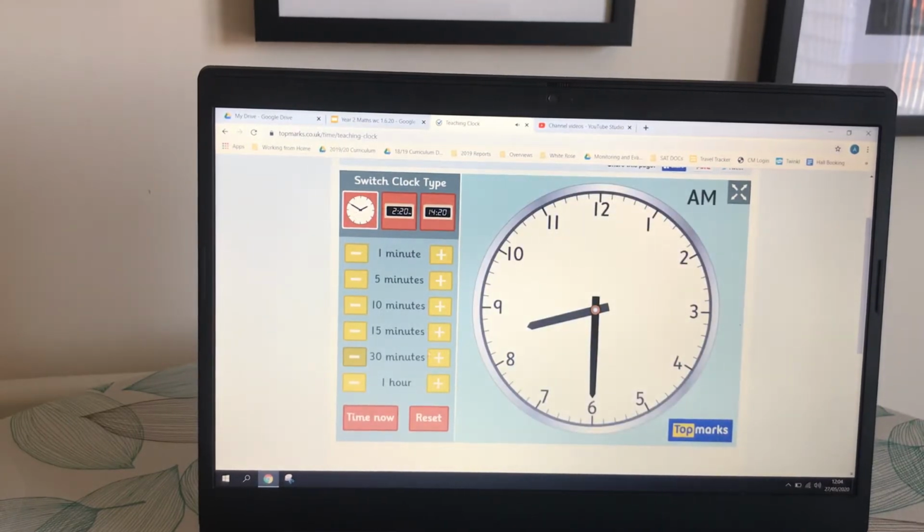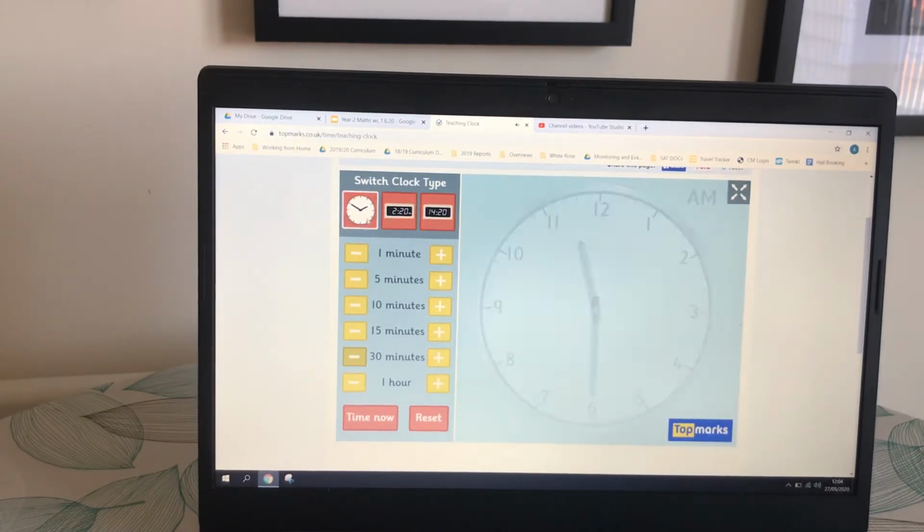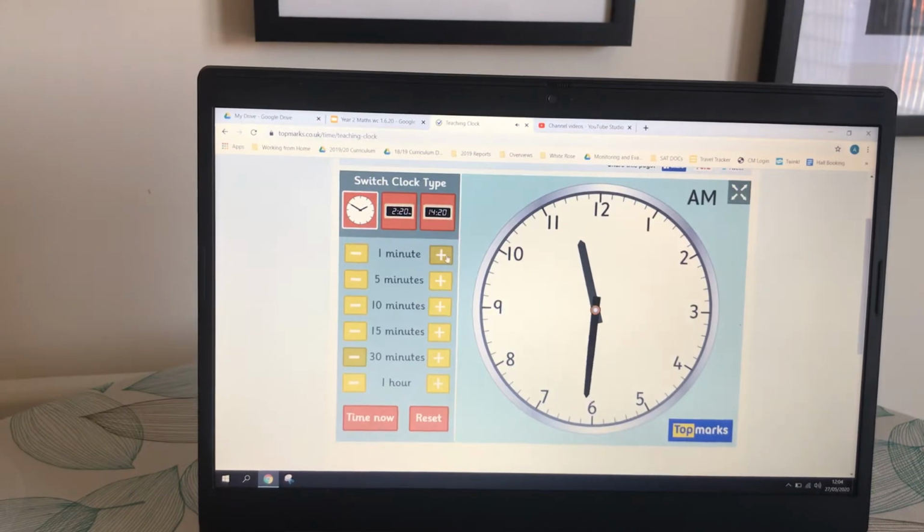So 8:30, 9:30, 10:30, 11:30, so that will be 11:30. Okay, so let's move our clock on to the next time.